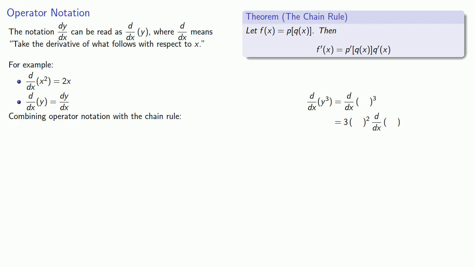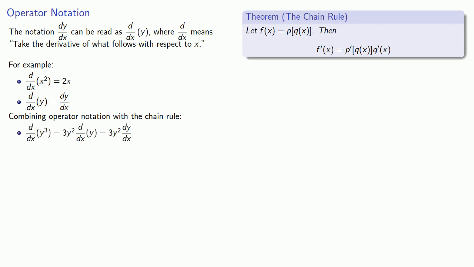We'll invoke the kindergarten rule and put things back where you found them, and in this case what was in the box was a y, so we put the y back into every set of parentheses. And we still have this unresolved derivative. So now we find the derivative of y with respect to x, and while we don't know what that is, we can at least write it down, dy over dx.